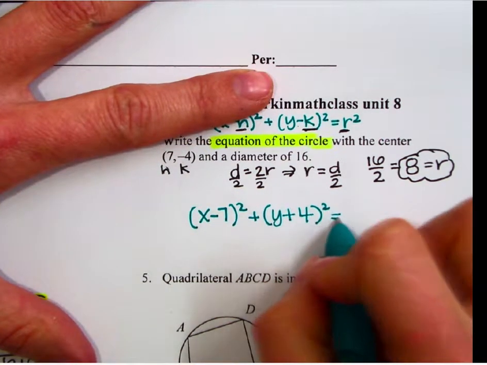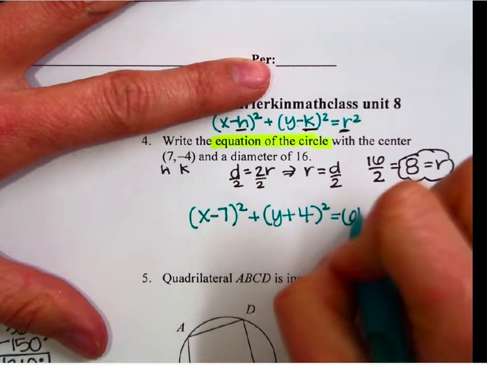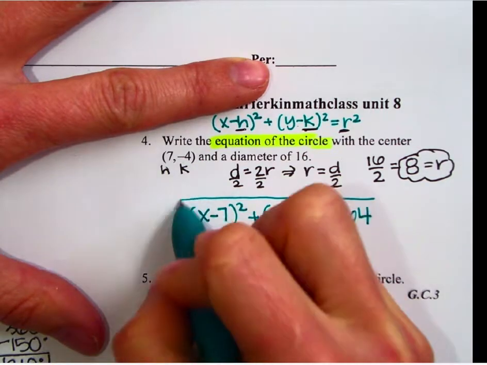This is equal to radius squared. If the radius is 8, then we just have 8 times 8 is equal to 64. That would be the equation of the circle.